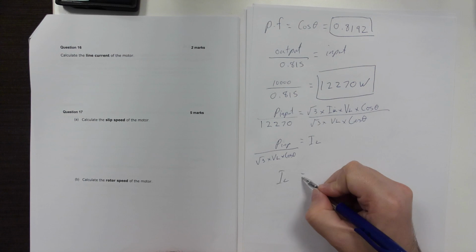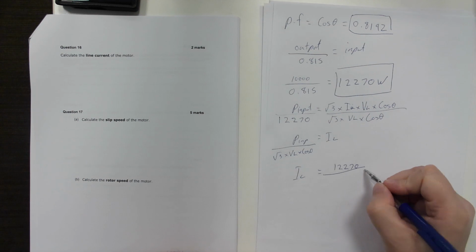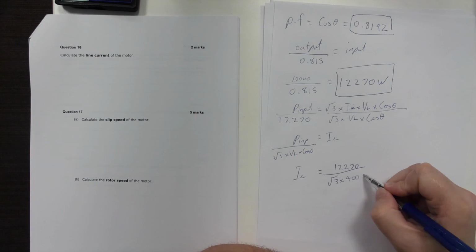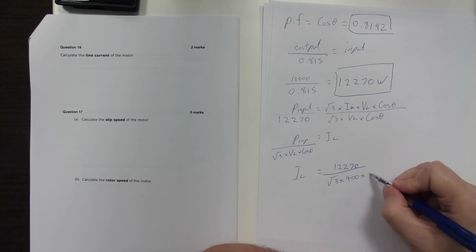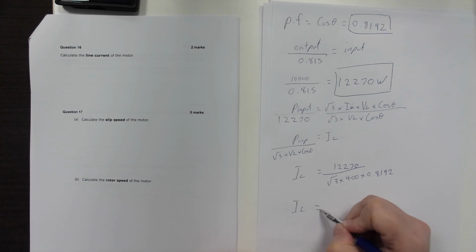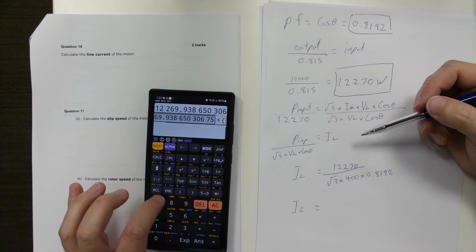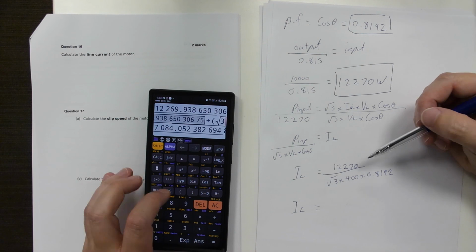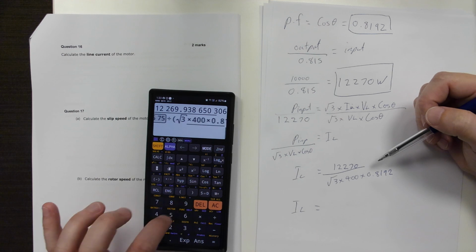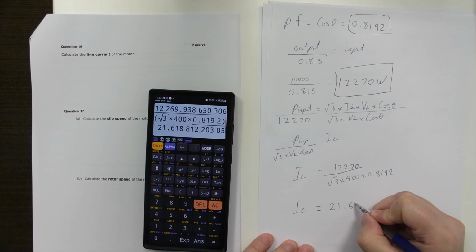I line equals, so our P input was 12270, and that is over our root 3 times our V line, which was 400, times our cos theta, which is 0.8192. Grabbing our calculator, we've already got that value in there, so divide by square root of 3 times 400 times 0.8192, and we end up with 21.62 amps.